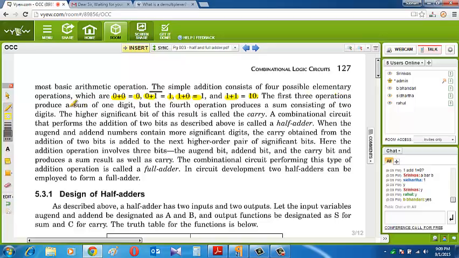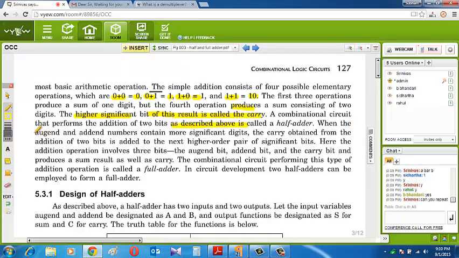So the first three operations produce a sum of one digit, but the fourth operation produces a sum consisting of two digits. One is the first digit and the second one is carry. The higher significant bit of this result is called carry. A combinational circuit that performs the addition of two bits, mind it, 2 bits, as described above is called a half adder.